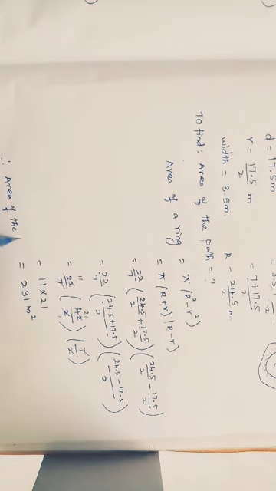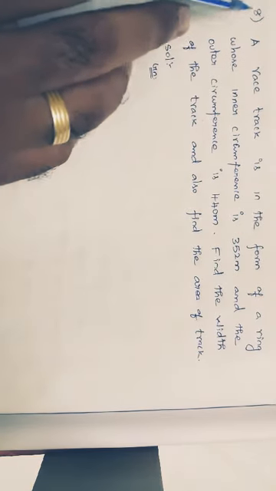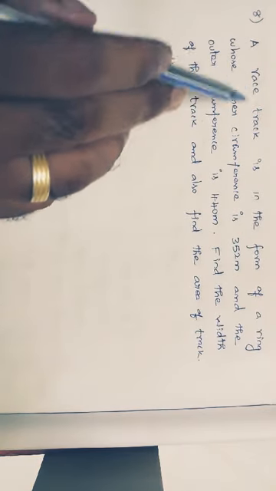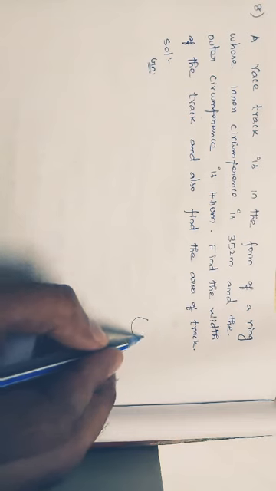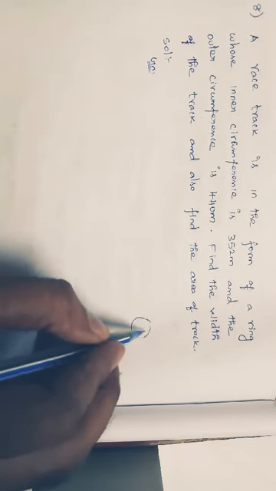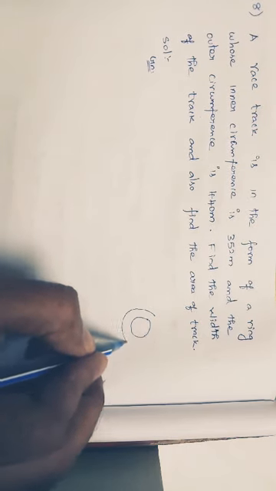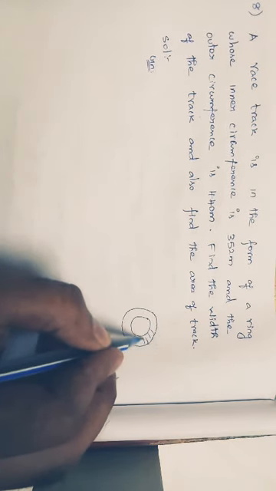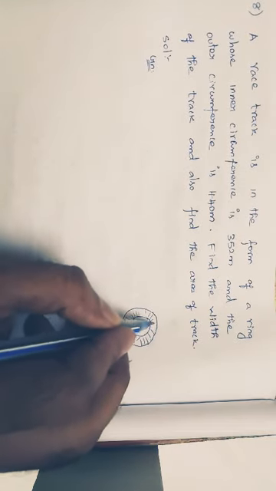Therefore, area of the path is equal to 231 meters square. So number 8, a race track is in the form of a ring. A race track, how will it be in the form of a ring? That means a smaller circle, right? This is nothing but the inner area of a ground, and this area is nothing but the track, a race track, running track, right?